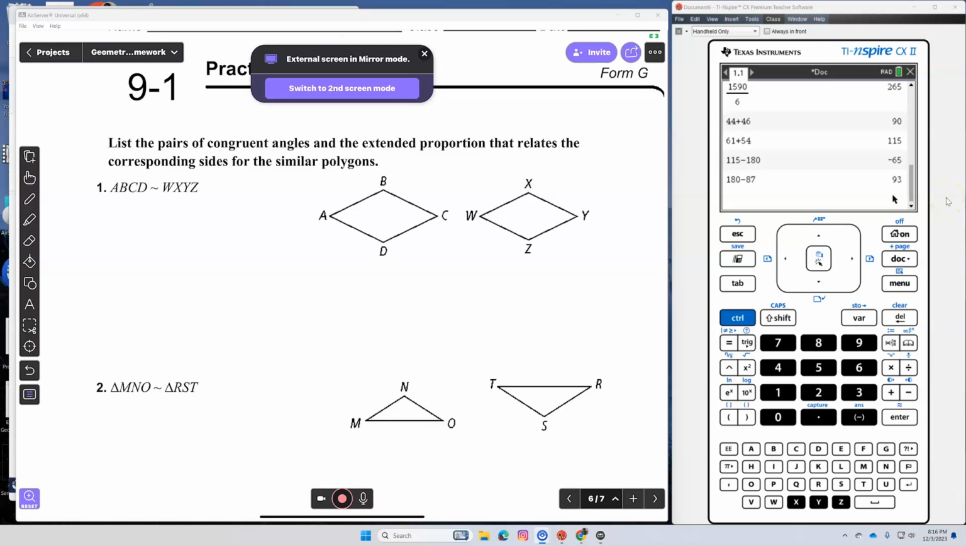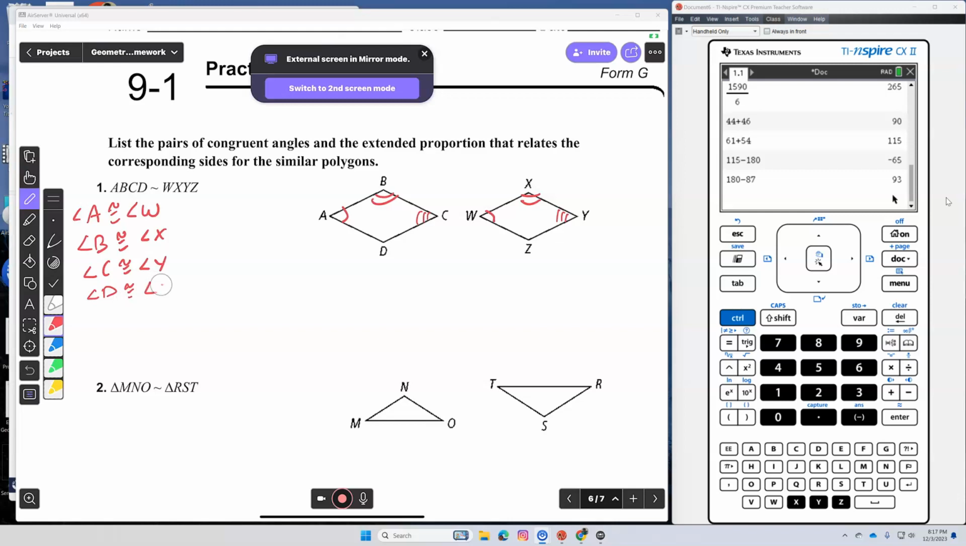List the pairs of congruent angles and the extended proportion. So we know that two shapes are similar if the angles are congruent. So angle A is congruent to angle W. Angle B is congruent to angle X. Angle C is congruent to angle Y. And angle D is congruent to angle Z.